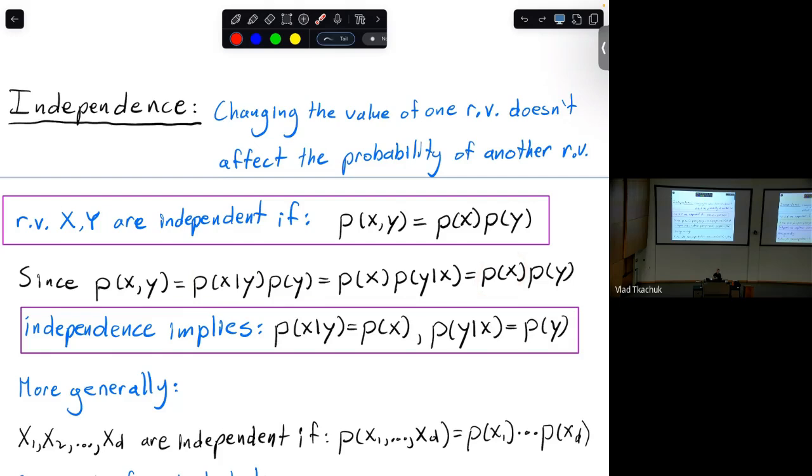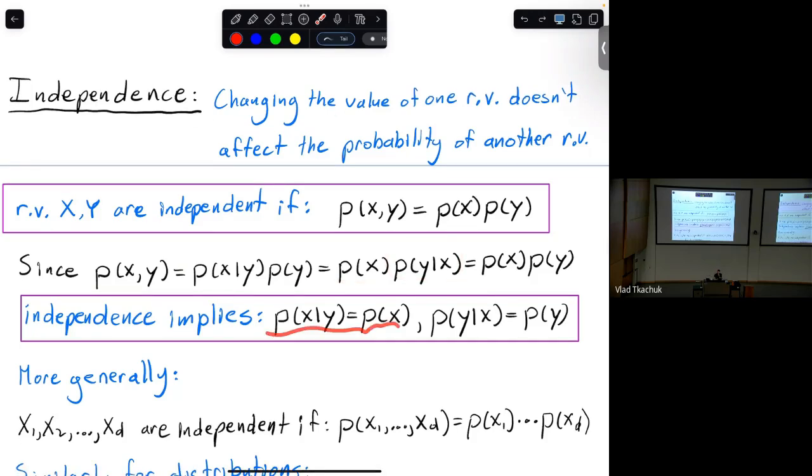And you can do it the other way around too, right? You can always write the joint as the marginal times this conditional, and this will say the same thing. So if Y is independent of X, then that actually implies that X is independent of Y based on this. So that's kind of cool.